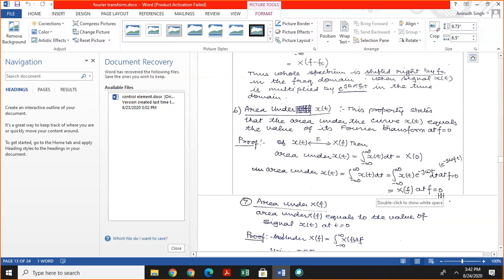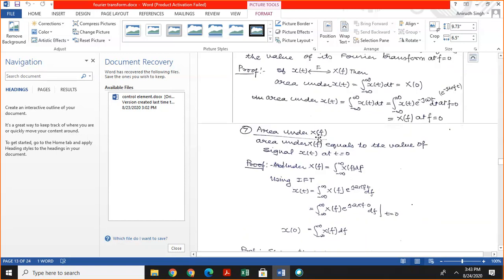So to calculate the area of x of t, we can either find the Fourier transform of x of t and substitute f equal to 0, or you can say that if you calculate the value of x of f at f equal to 0, that is the area of signal x of t.